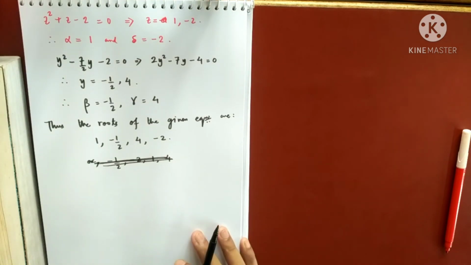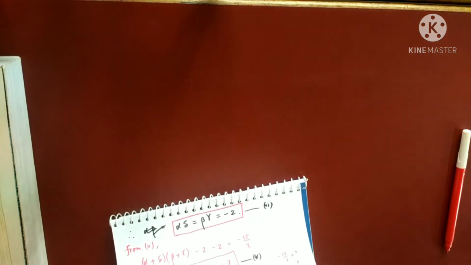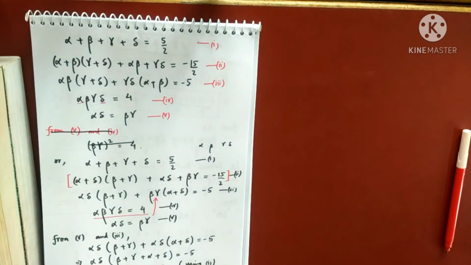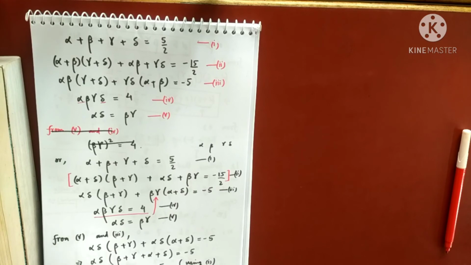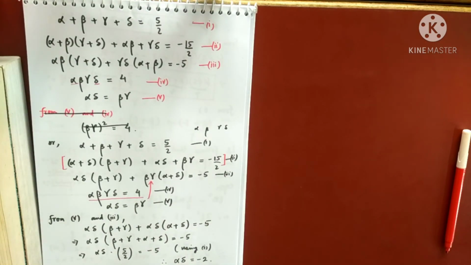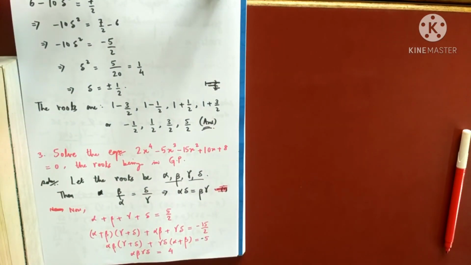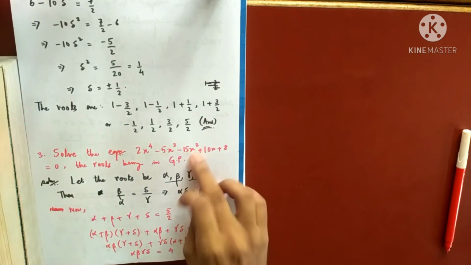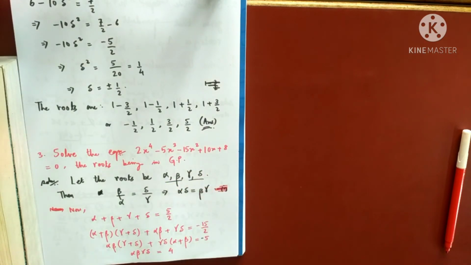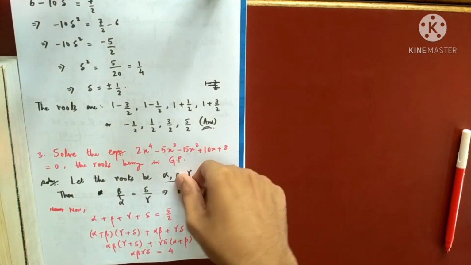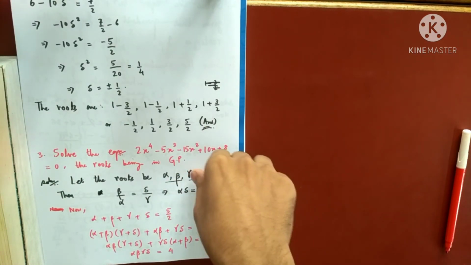Understood or no? I'll again give a quick recap. This was actually a bit trickier than the AP one. Here is the question: solve this equation, given that the roots are in GP. I've assumed that alpha, beta, gamma, delta are the roots. So the ratio will be the same: beta by alpha will be the same as gamma by delta.